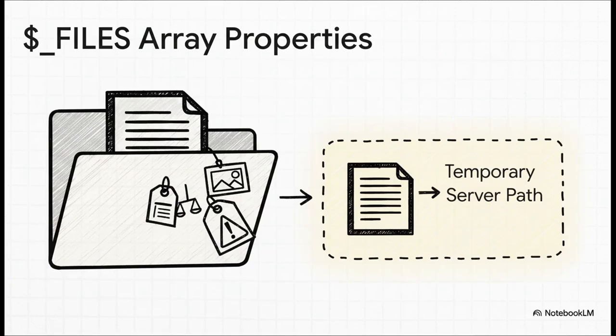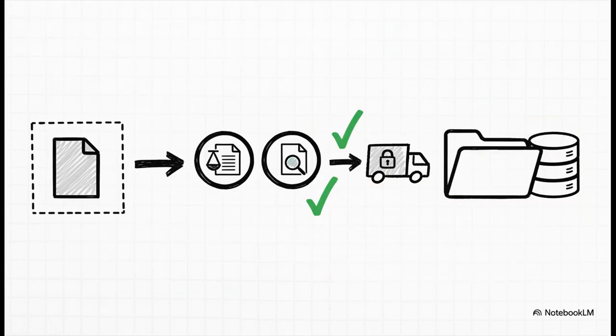So what's inside that array? For each file, PHP gives you its original name, its supposed type and size, and an error code to check if anything went wrong. But the most important piece of this puzzle is tmp_name. This is the temporary sandbox location on your server where PHP has stored the file, just waiting for you to validate it. So, what's the plan?